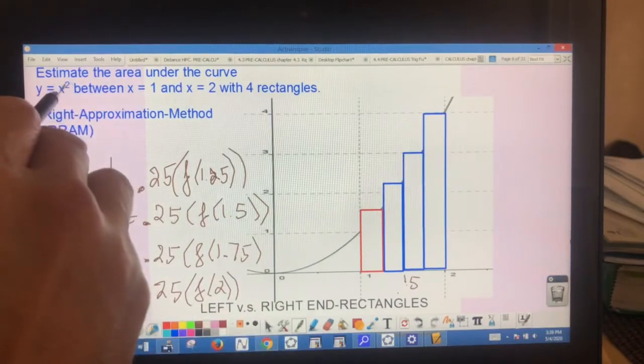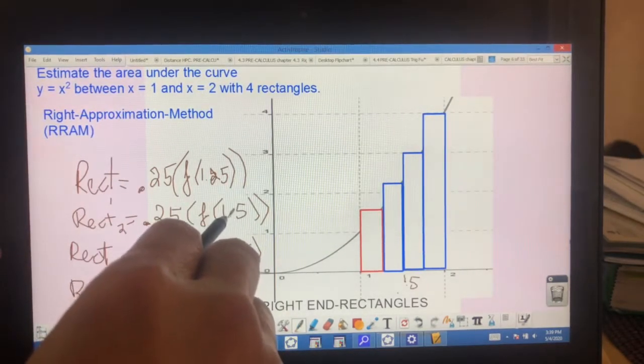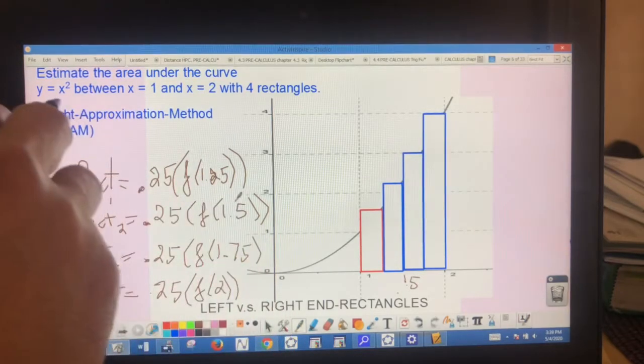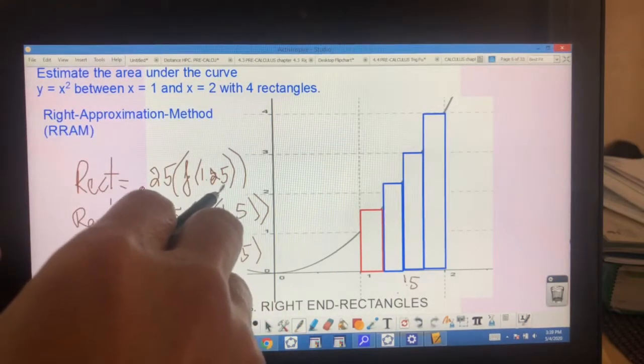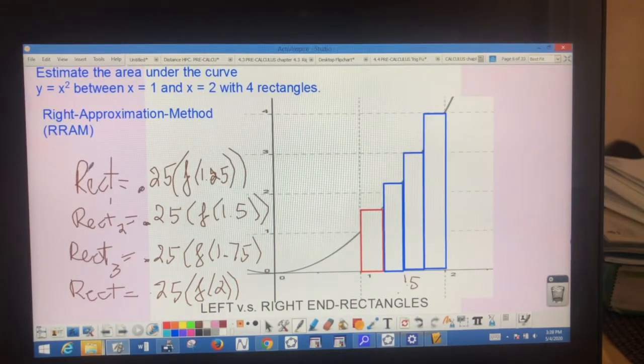So 2 will go square, 1.75 will go square, 1.5 will go square up there, and then 1.25 will go square up there, and then you multiply each one by 0.25. Now, if you know how to factor, we can deal with that in the next video. So we'll just do the calculation and get the answer for this.